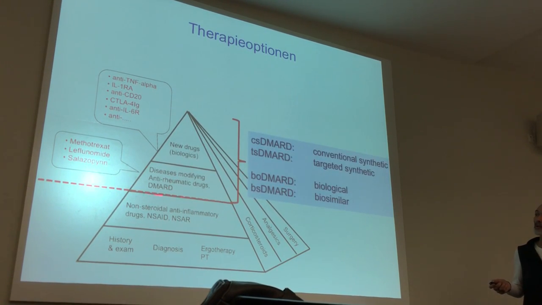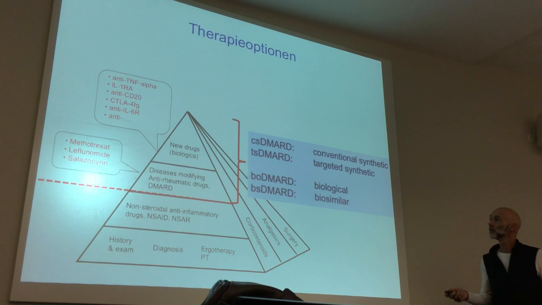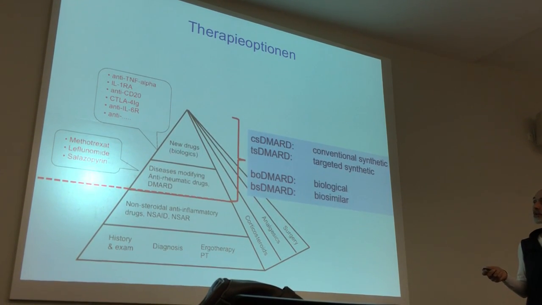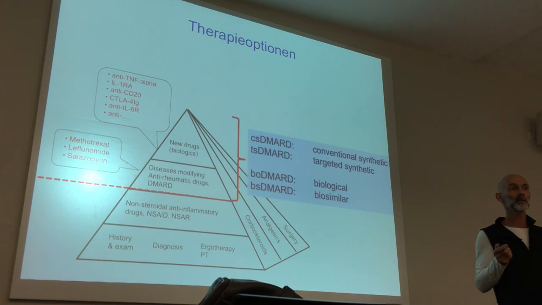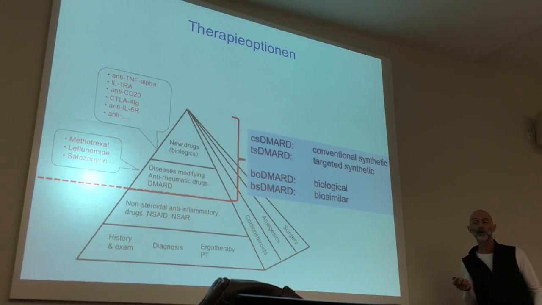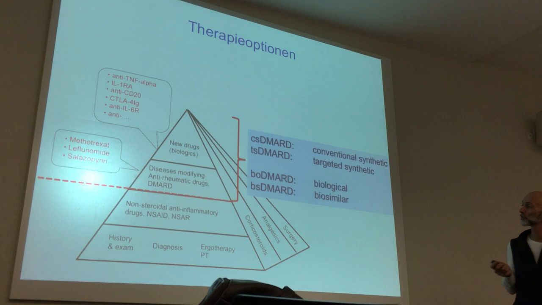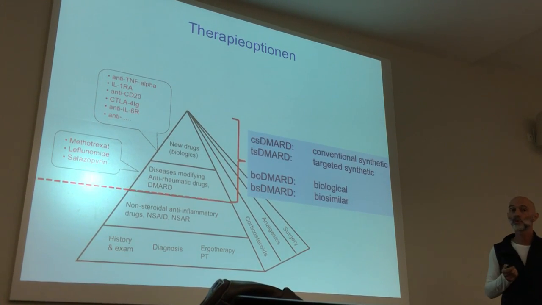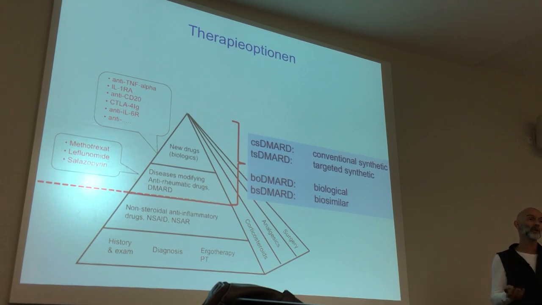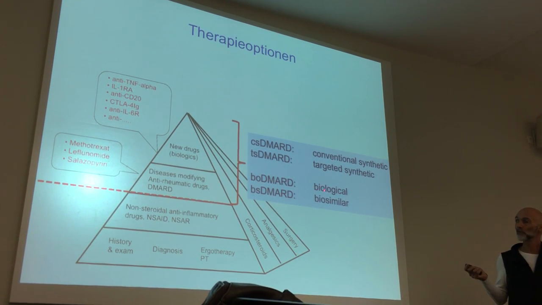So in former days, we only had one type of DMARD. Nowadays, we talk about conventional synthetic DMARDs. This would be methotrexate, for example, leflunomide. We have a group now of targeted synthetic DMARDs. These are kinase inhibitors that interfere with intracellular signaling pathways. We have the large group of biologicals, biological DMARDs, monoclonal antibodies or receptor constructs. And since about 2 years, we also have so-called biosimilars, a kind of generic follow-up drugs from biologicals.